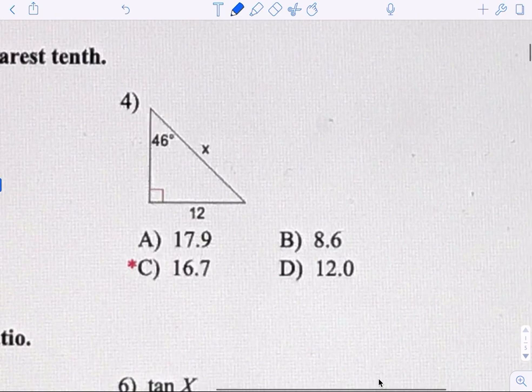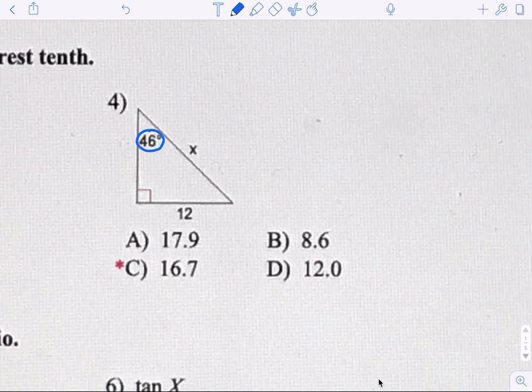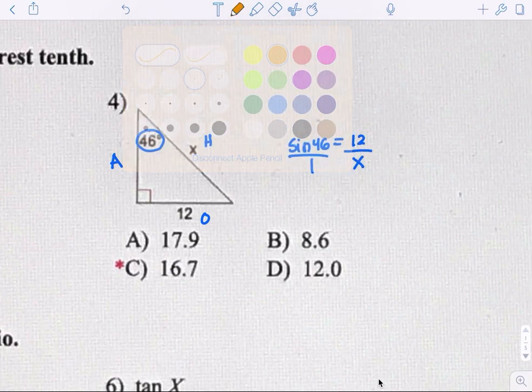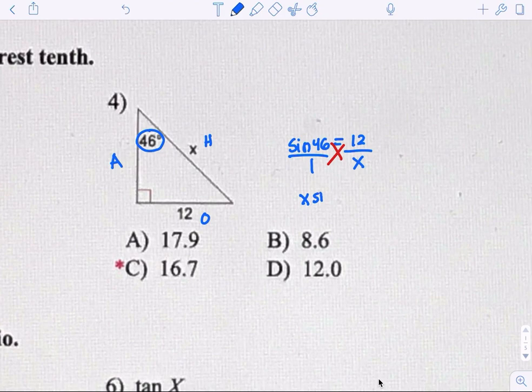Number 4. All right, so in the perspective of this angle, this one's hypotenuse, and this one's opposite, and this one's adjacent. So in SOHCAHTOA, O and an H, that's sine. So sine of 46 is equal to 12 over x. We are going to be cross multiplying. So we're going to have x sine 46 is equal to 12. Divide both by sine of 46. X is going to equal 12 over sine 46. Put that in your calculator, so x is going to be around 16.7.